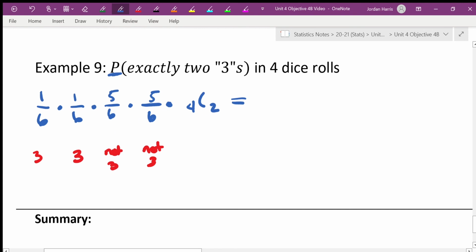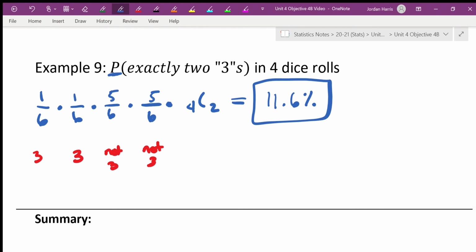So it's one extra step that's thrown in here when we have a little bit more complicated of a probability. So you'd actually type this in, 1 divided by 6 times 1 divided by 6 and so on, and then times 4C2, and you get 11.6%. Going straight to percent, I just moved the decimal twice. I got my calculator, looked at it, moved the decimal twice, 11.6%. So there's 11.6% probability that if I rolled 4 dice, exactly 2 of them would be a 3.